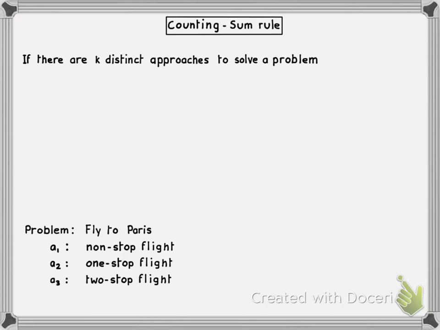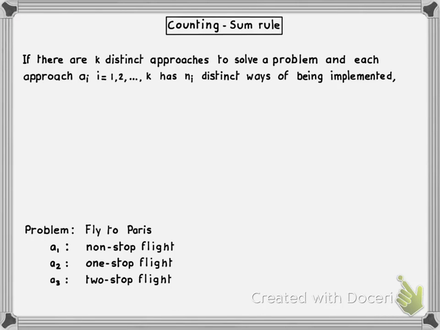Now, the second hypothesis for the sum rule is that each one of these approaches has different ways of being implemented. So approach A1 has N1 distinct ways of being implemented, and approach A2 has N2 ways of being implemented, and so on and so forth. So in our example, let's say you find 3 non-stop flights on the day that you're interested in. And then for approach A2, for the one-stop flights, you find 6 of those. And for the third approach, it has 7 ways of being implemented, meaning you find 7 different options for this approach.